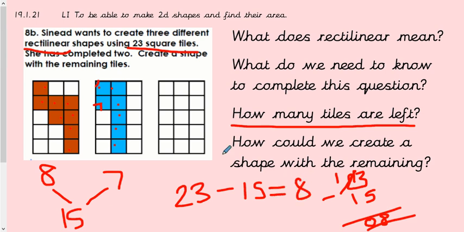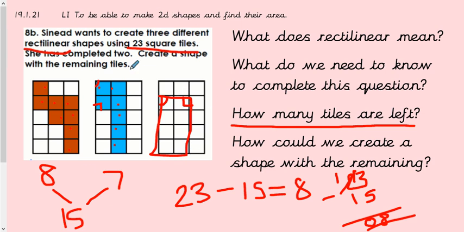How could we create a shape with the remaining 8? Now, we could just draw this because that has 8 squares in it. However, it says 3 different rectilinear shapes. Now, I guess this is a rectilinear shape still because all of the corners meet at right angles. However, this is just a rectangle. So see if you can be a bit more creative.